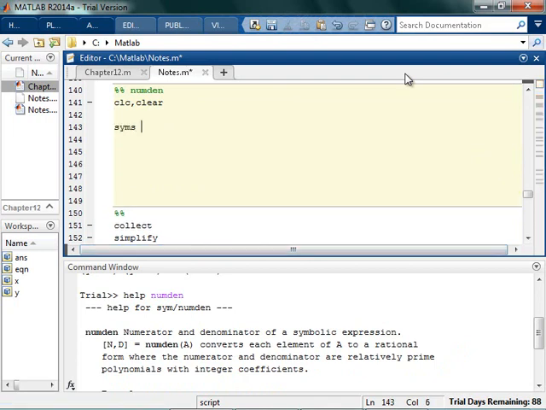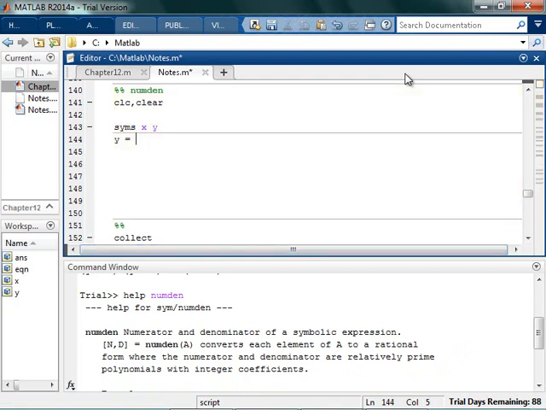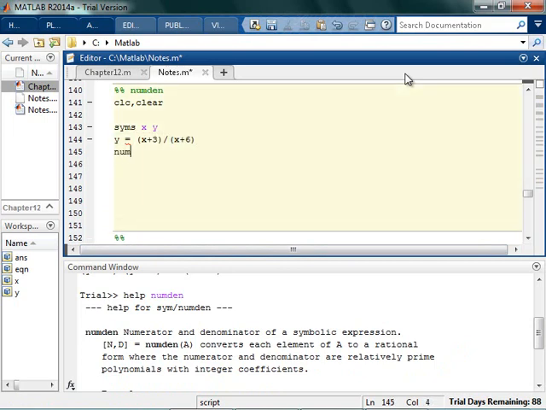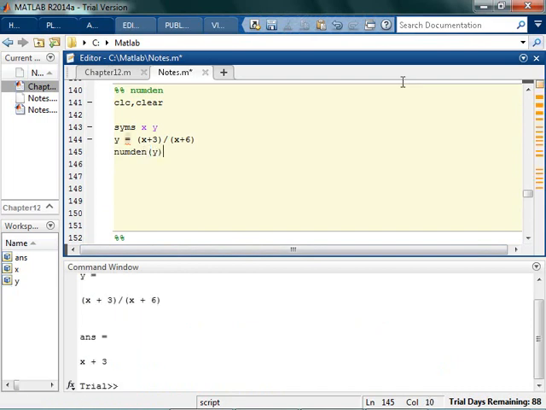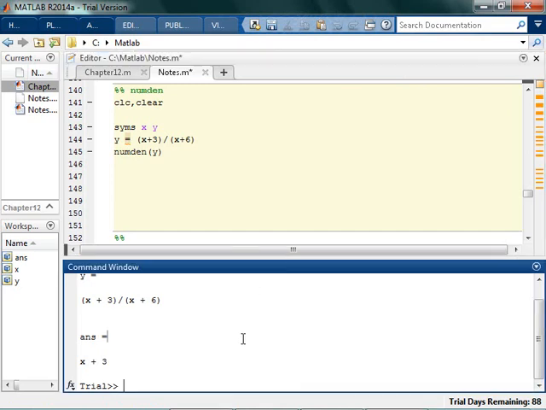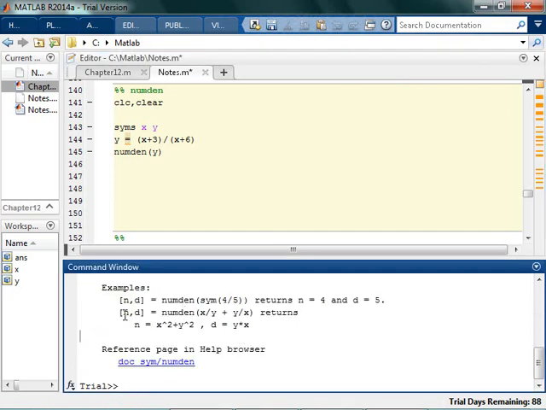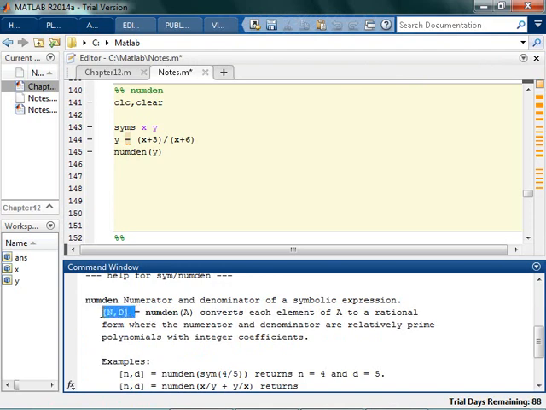Okay, so let's say syms x and y. y is equal to (x plus 3) divided by (x plus 6), and I go numden. Okay, I had to say it that time. y. And it just says x plus 3, and you're like, that's stupid. It said it was going to give me both, so help. Look, if you look at the usage, I actually have to do both.